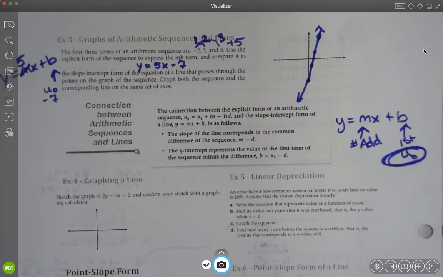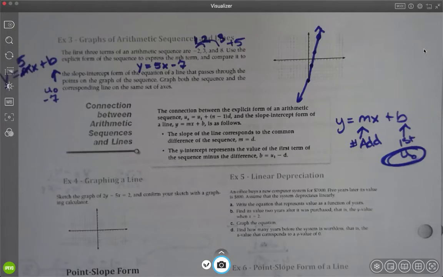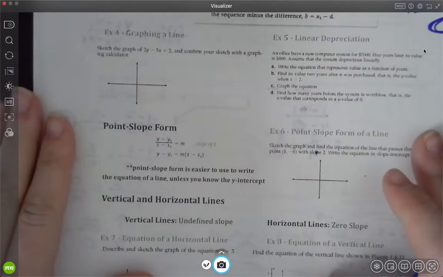Add or subtract. But Mrs. Porter, if it's decreasing, how will I know? What do you mean? Carry on. Just be quiet.